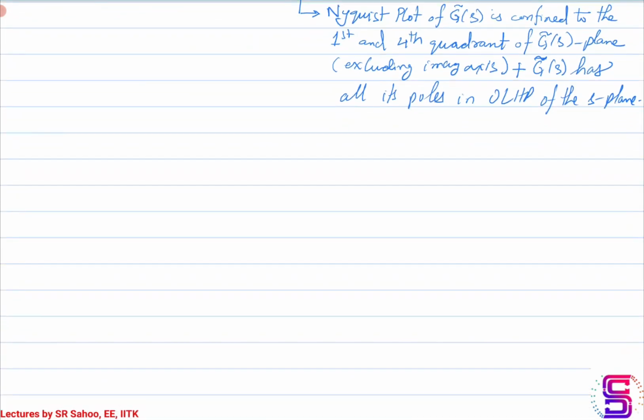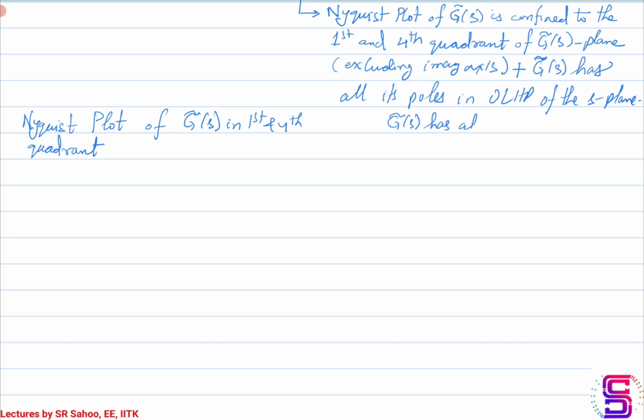So there are two parts, as I said: the Nyquist plot of G tilde S in the first and fourth quadrant, and the other part is that G tilde S has all its poles in the OLHP. We'll first see about the Nyquist plot of G tilde S, and then we'll see about the stability of G tilde S.